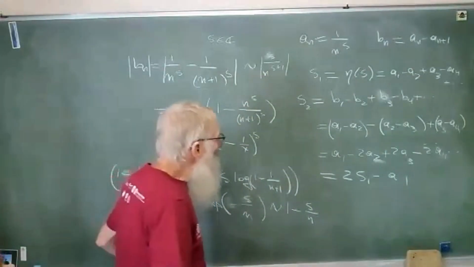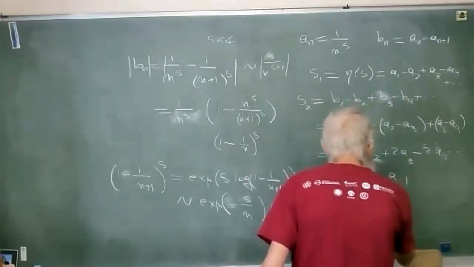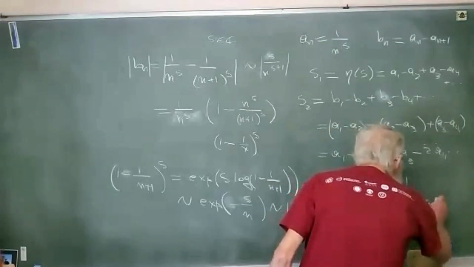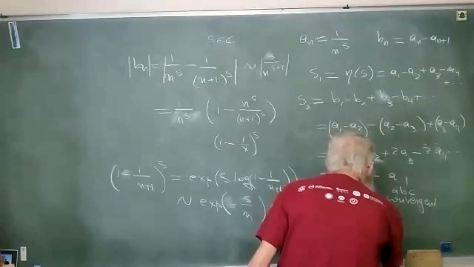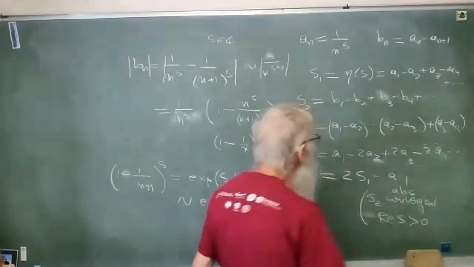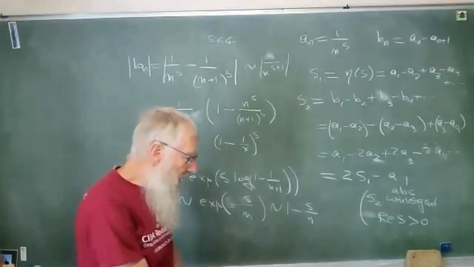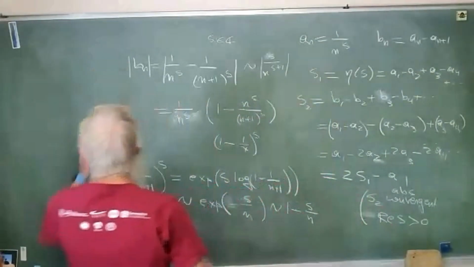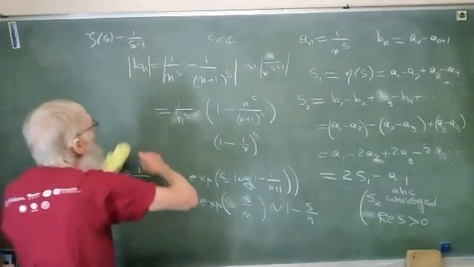And therefore, the series which is given by the Bn, which is the series S2, is convergent, absolutely convergent, for the real part of S greater than 0. We started with 1 and we get 0. And so this proves the analytic continuation of zeta of S minus 1 over S minus 1.